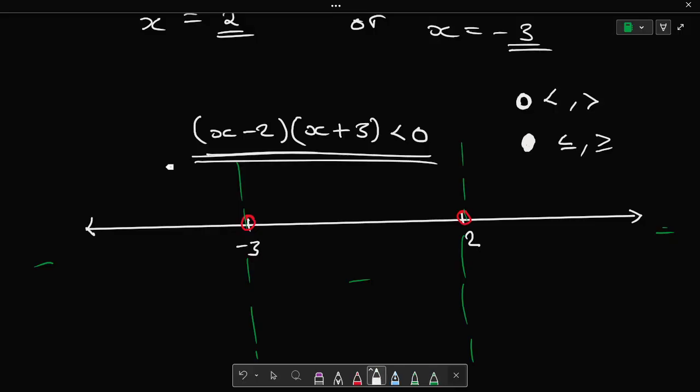In each of the sides, you are going to pick a number. So here I'll pick 3, at this part of the number line I'll pick 0, and this side I'll pick -4, and we'll try to see if the solution lies in any of these regions. That's what we're going to do.